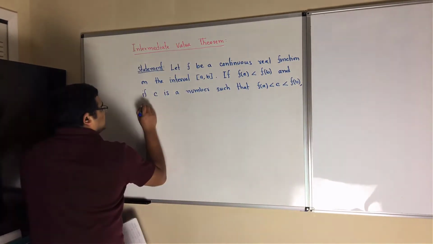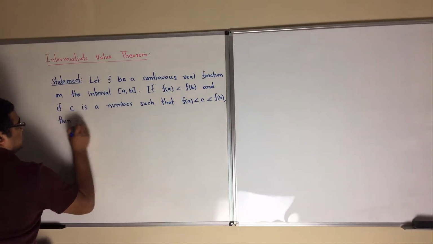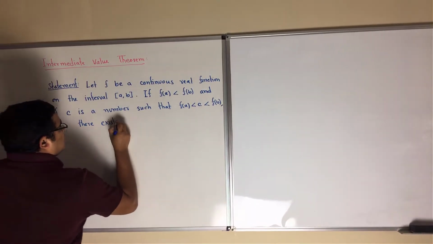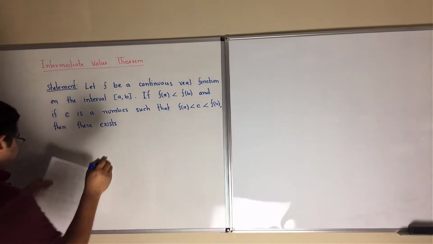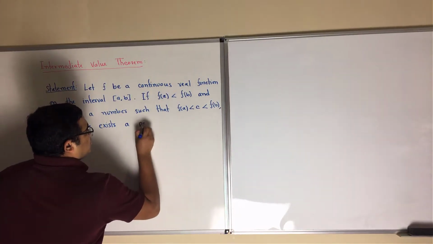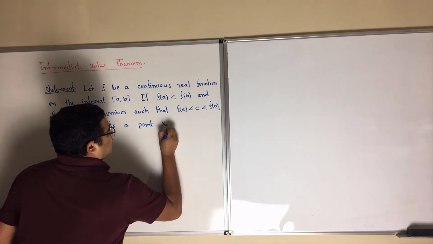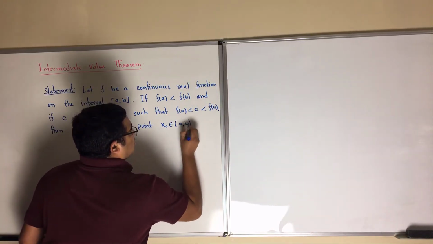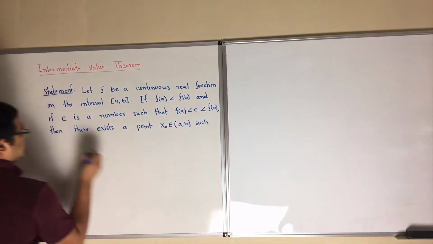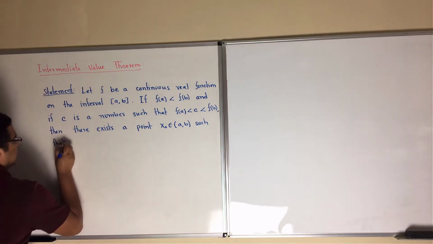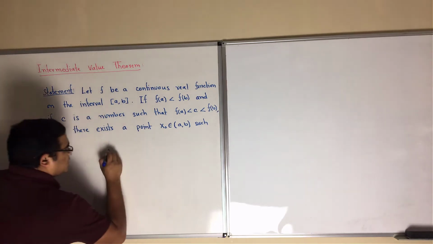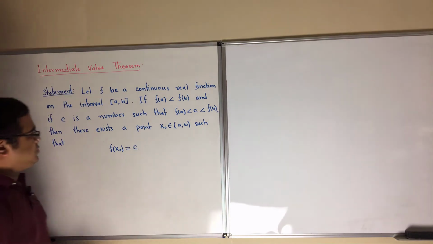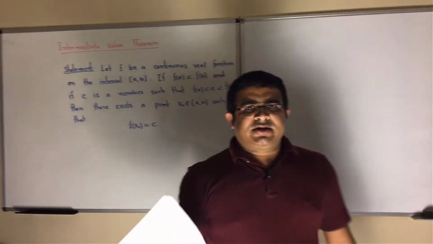then the conclusion is, then there exists a point x0 in (a, b) such that f of x0 equals c. So, this is the statement.